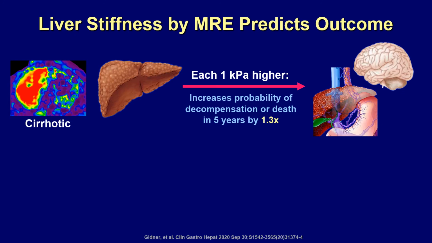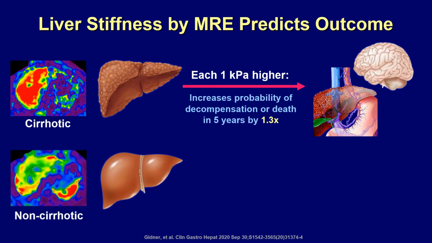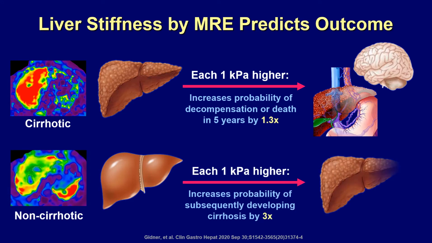The study also evaluated the course of over 600 patients with clinical diagnoses of non-cirrhotic NASH. It showed that for each 1 kilopascal higher in stiffness as measured in the baseline MRE, the probability of developing cirrhosis within 5 years increases by 3 times. This once again provides strong evidence of the value of liver stiffness in guiding clinical management.